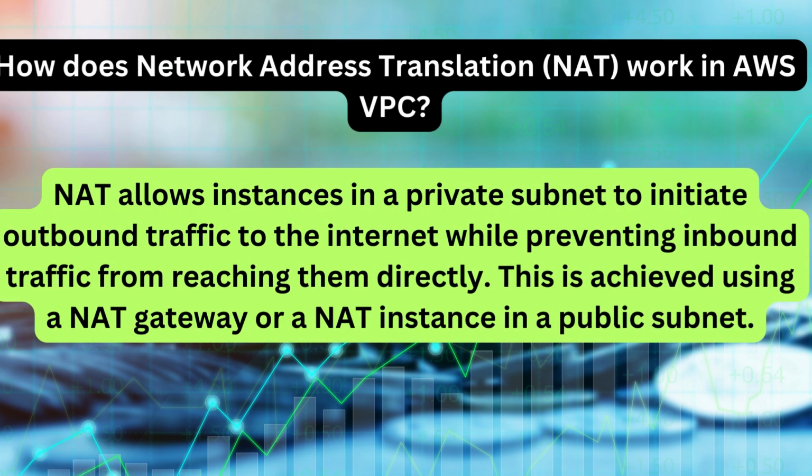How does Network Address Translation (NAT) work in AWS VPC? NAT allows instances in a private subnet to initiate outbound traffic to the Internet while preventing inbound traffic from reaching them directly. This is achieved using a NAT gateway or a NAT instance in a public subnet.